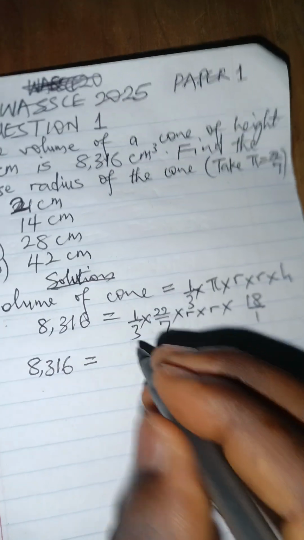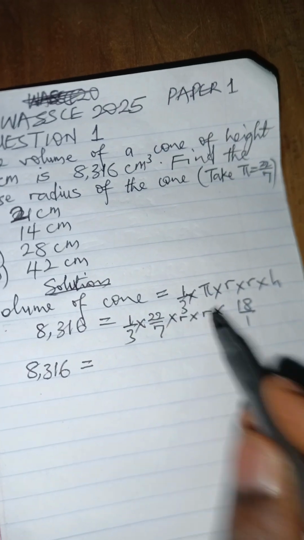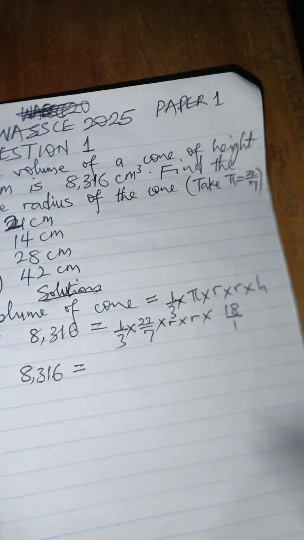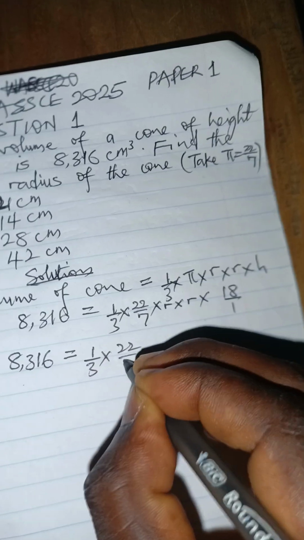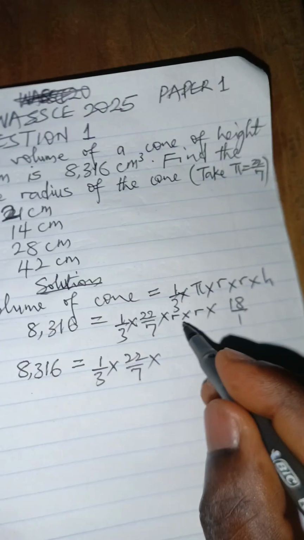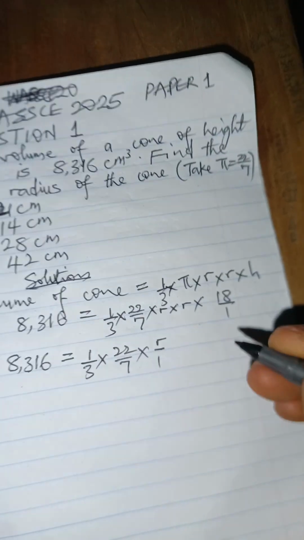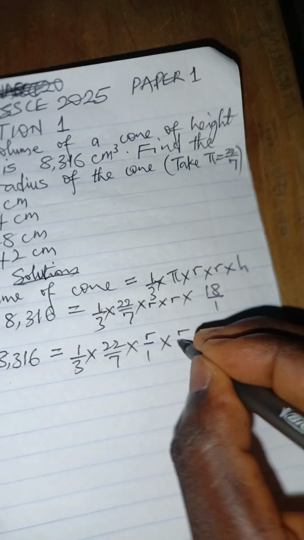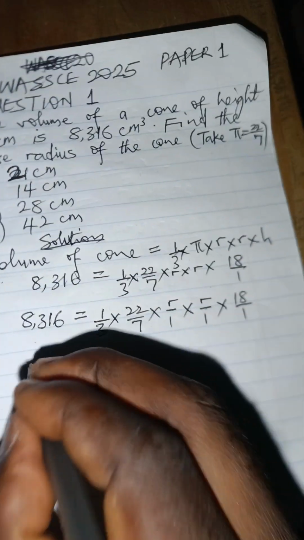8,316 is equal to 1 times 22. Okay, this r, let's give it a denominator. Since all other ones here have denominator, 1/3 times 22/7 times, since it does not have a denominator originally, what we are going to give it is 1, because anything divided by 1 is that same value. R divided by 1 times 18 divided by 1. So let's move on.